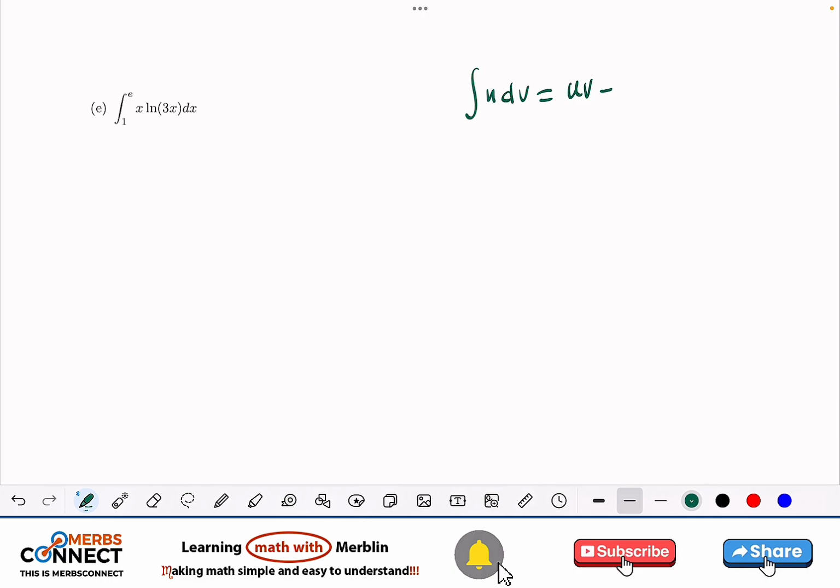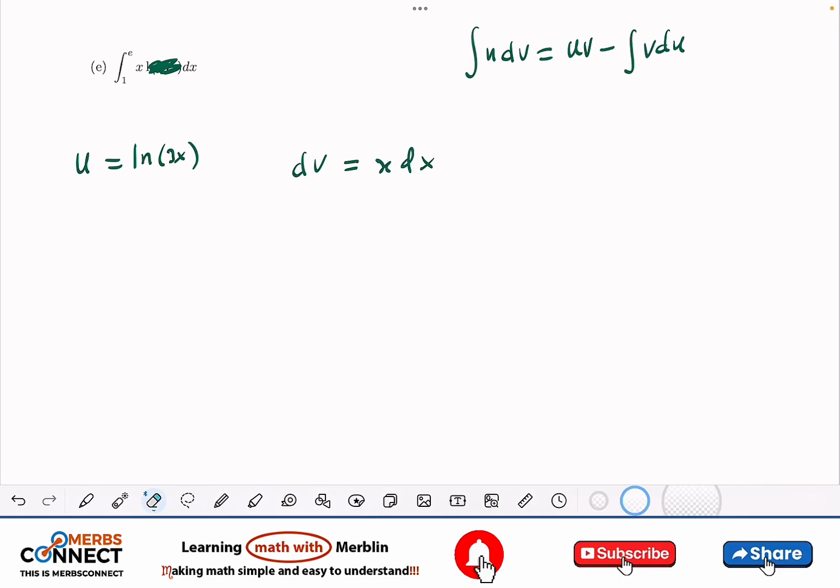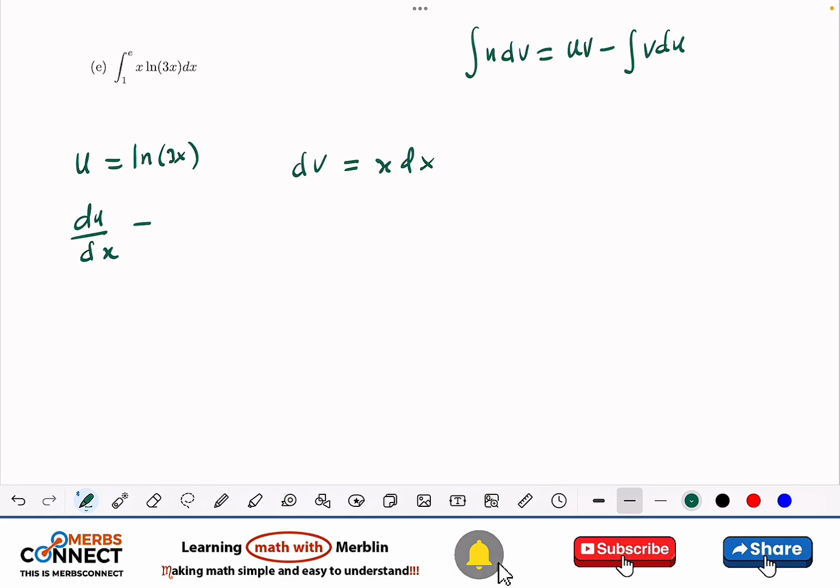And then v dv, du. Now I choose my u, I choose my dv. Now we know what's supposed to be u. u should be the natural log function here, ln 3x. And if I pick this one out, everything left is my dv, so x dx. Good. So from u, I can get du. When I differentiate ln of 3x, I'm going to have 1 over what is inside the parenthesis times the derivative of what is inside the parenthesis, which is 3.